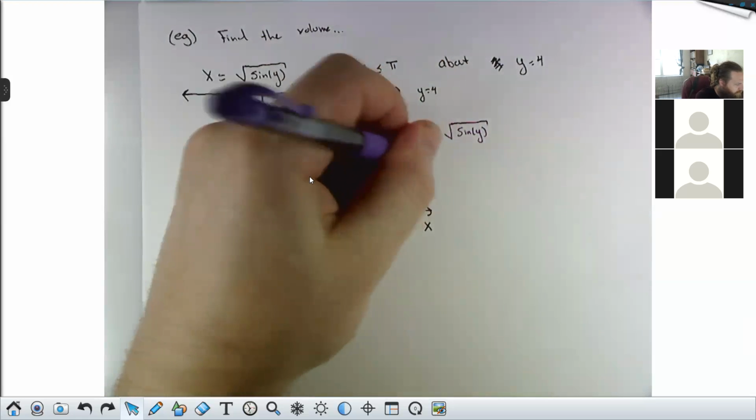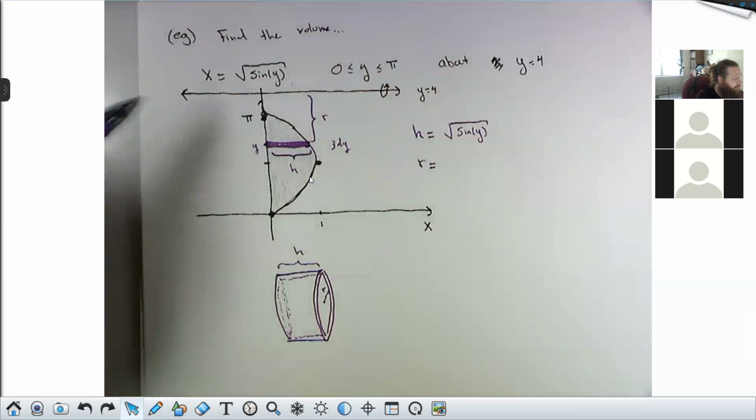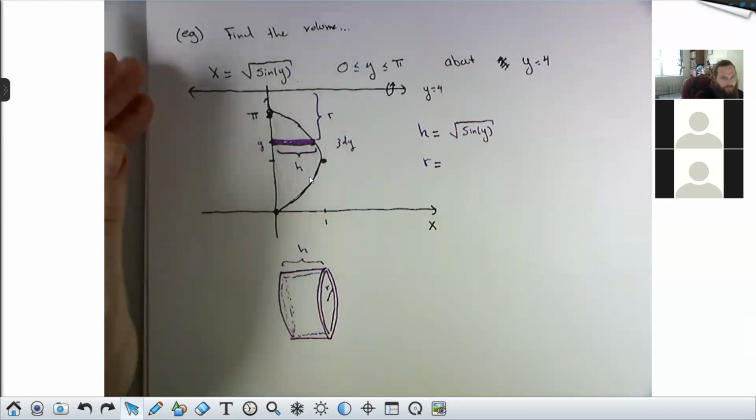And the radius? Radius here is maybe a little bit trickier. Who can help me out with that?